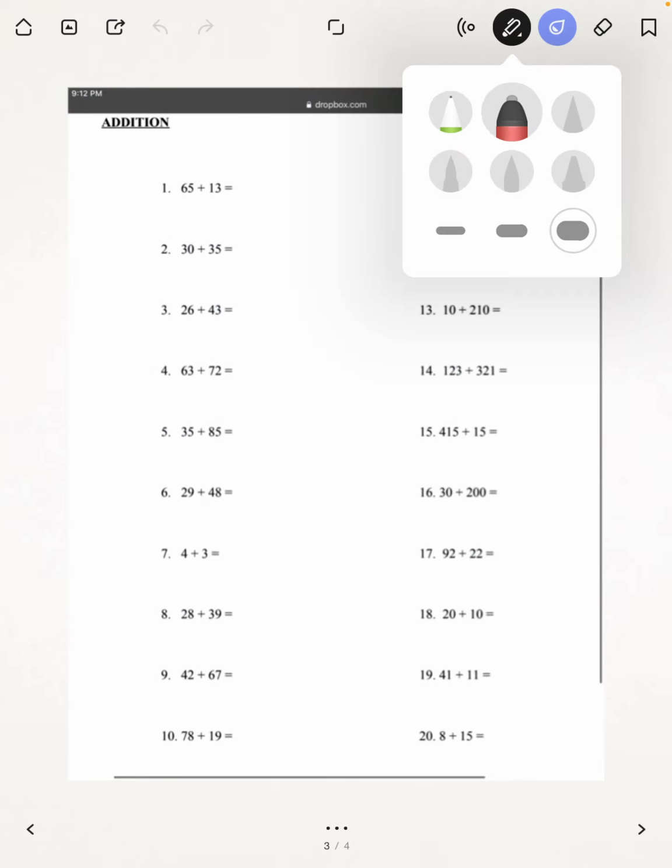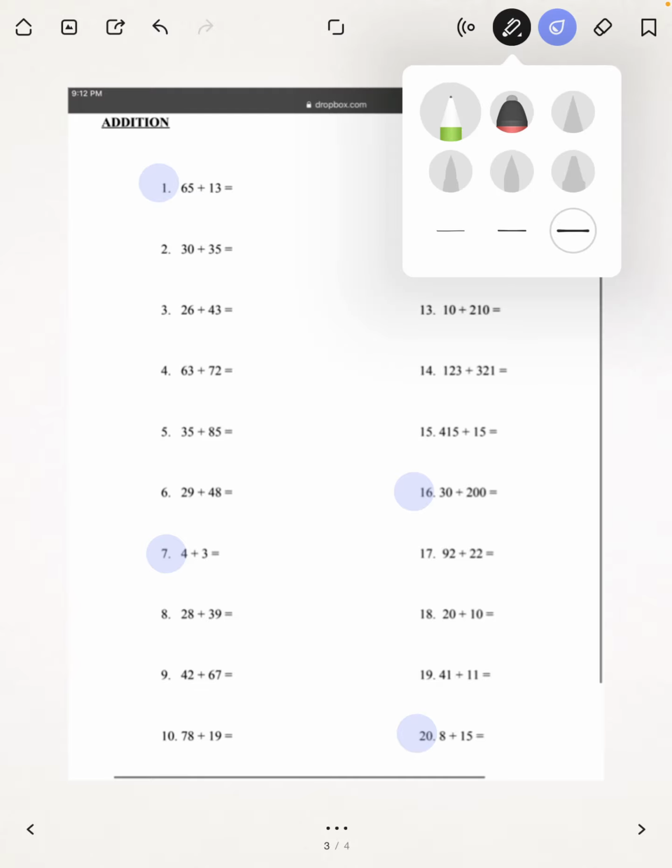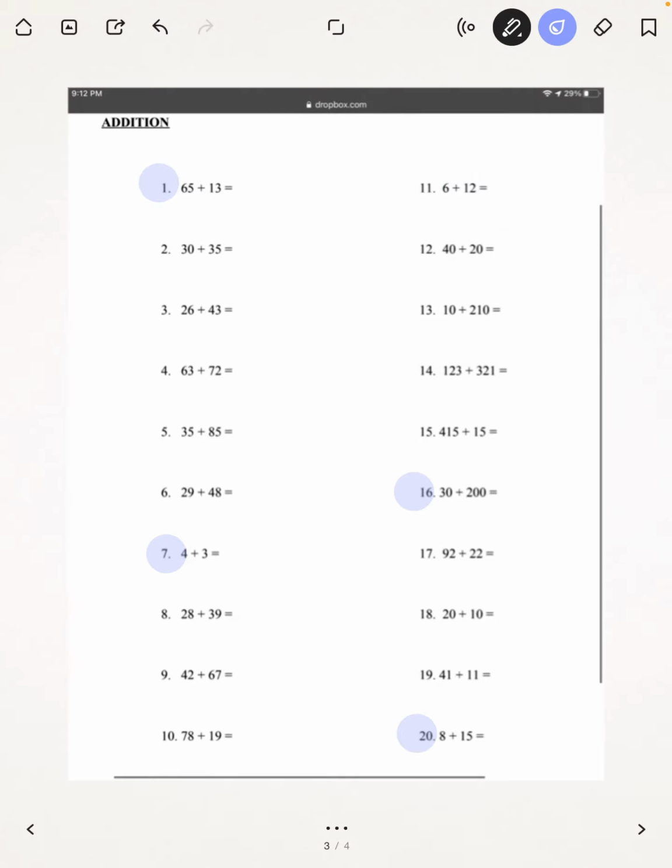Addition. 65 plus 13. 5 plus 3 equals 8. 6 plus 1 equals 7. This one is 78. 4 plus 3, you just do 1, 2, 3, 4, 1, 2, and you count it up, equals 7.